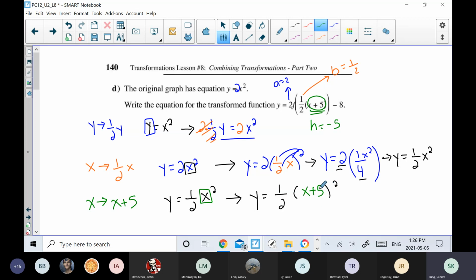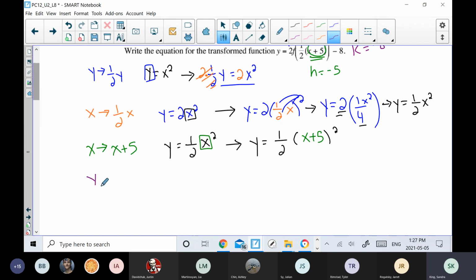So then you say, okay, am I done, or do they want me to do something else? The last thing was this k parameter. K is equal to -8. The replacement for k, that's a y replacement. Y is replaced with y plus 8. If I want a -8 out here, I replace this guy with a y plus 8. So I'm going to write my equation where I was. So I'll just rewrite this. Y is equal to 1/2 x plus 5 close bracket squared. I'm going to take this out and I'm going to put in a y plus 8.